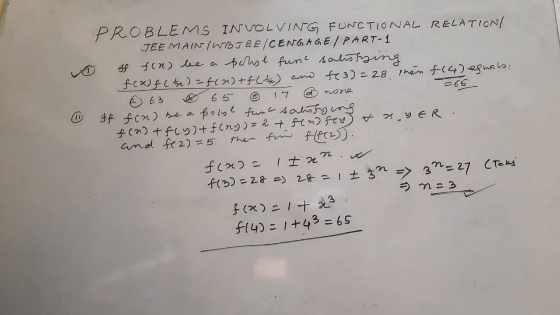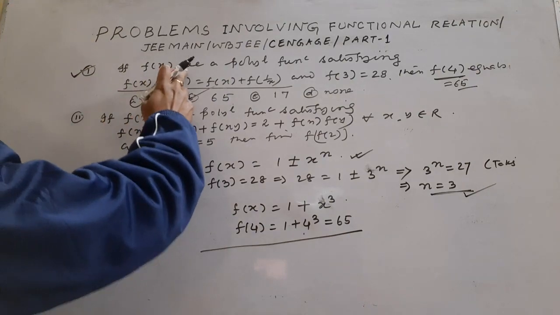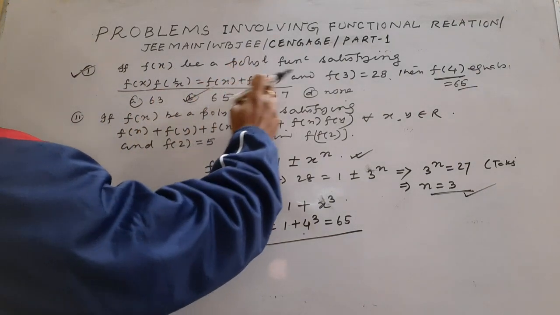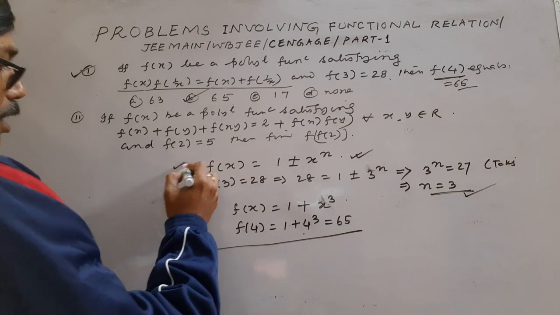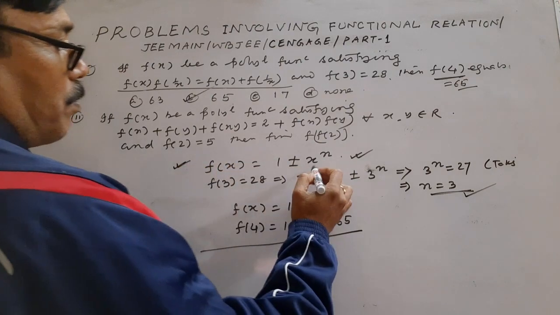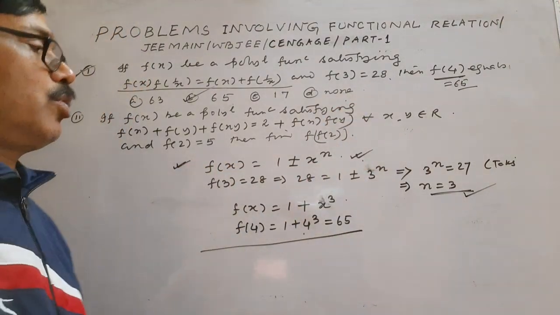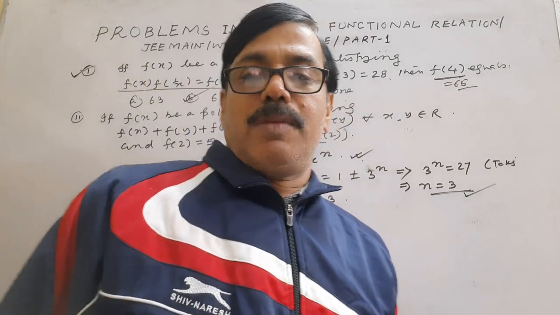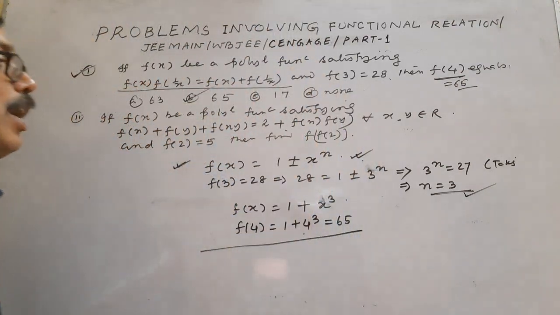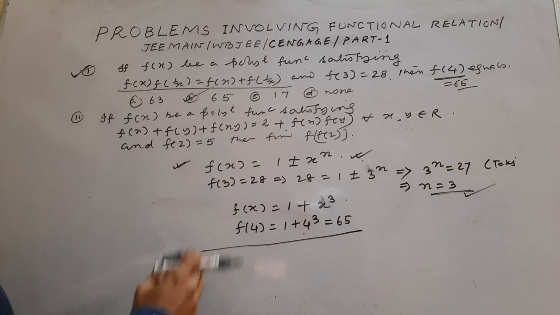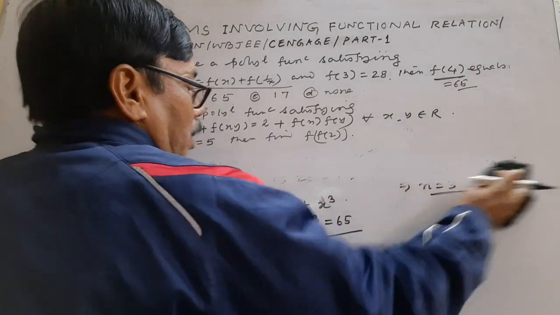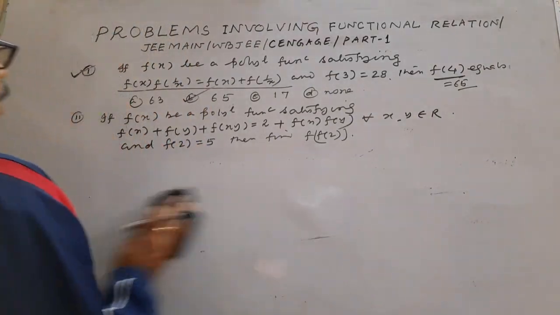So listen again. f(x) into f(1/x) equals f(x) plus f(1/x). So f(x) is a polynomial, so f(x) is of the form 1 plus minus x to the power n. You take positive to get n, where n is an integer. Now problem number 11.